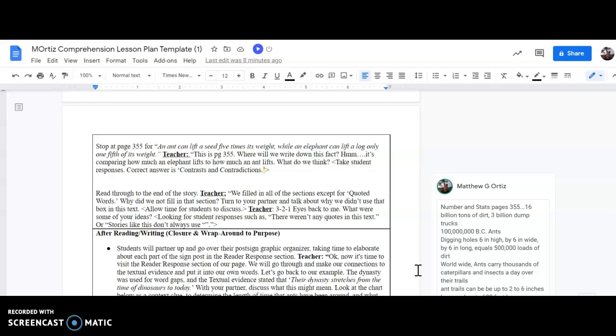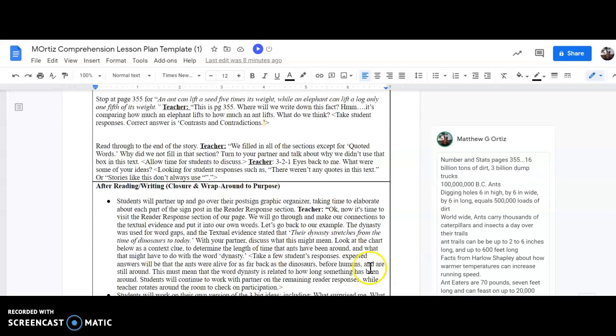With your partner, discuss what that might mean. Look at the chart below as a context clue to determine the length of time that ants have been around and what that might have to do with the word dynasty. Take a few students' responses. Expected answers will be alive for as far back as dinosaurs, right? Their reign on the earth is that far. Before humans, right? As long as the dinosaurs, and are still around, okay? This must mean the word dynasty is related to how long something has been around.